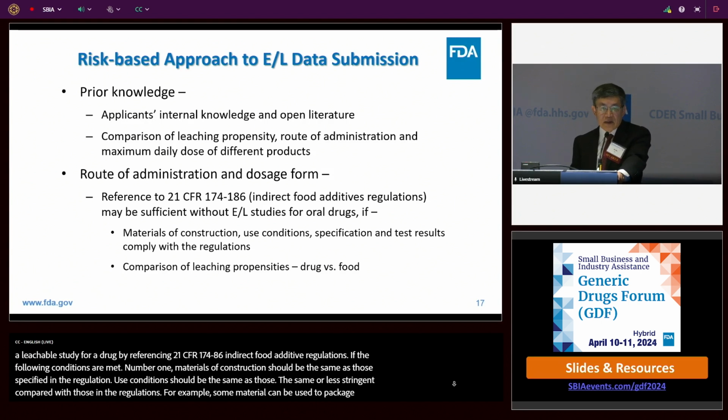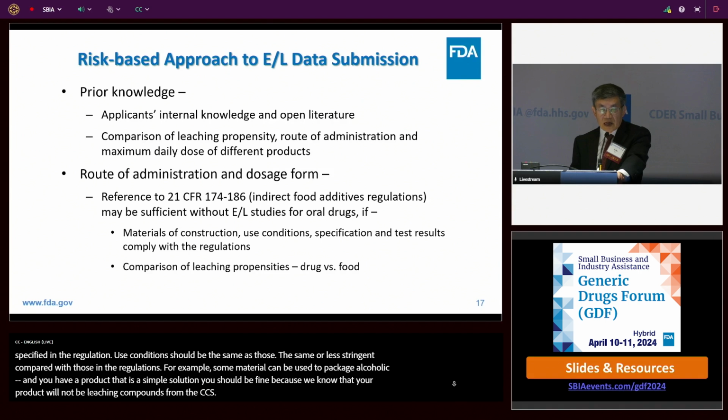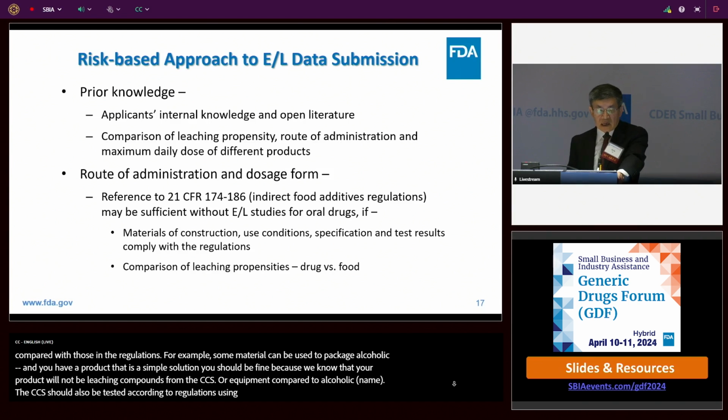And if you have a product that is a very simple aqueous solution or suspension, then you should be fine, because we know that your product will not be leaching more compounds from the CCS or equipment compared to alcoholic beverages. The CCS should also be tested according to the regulations using the same method, meeting the specifications specified in the regulation. And another point which is tricky is how do you compare a drug to a food?